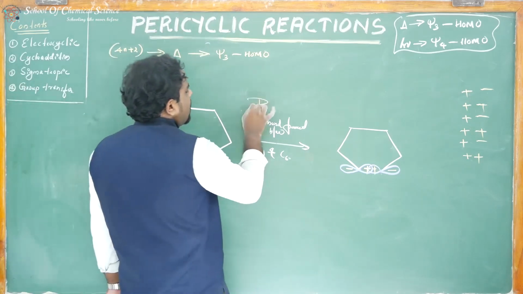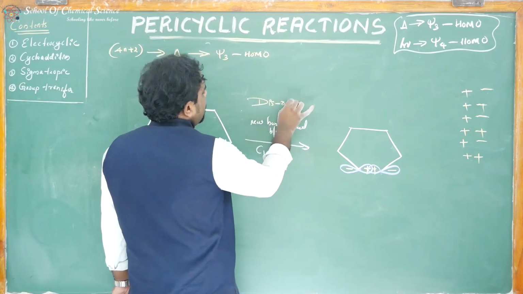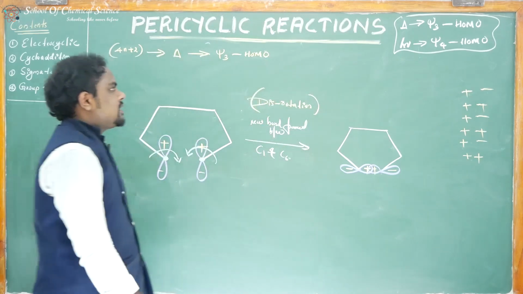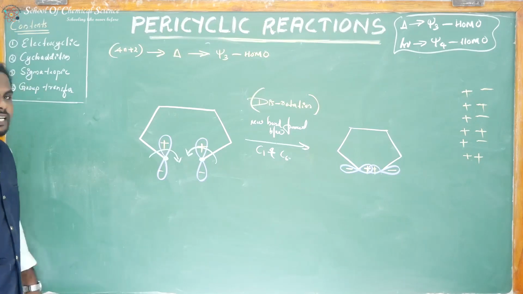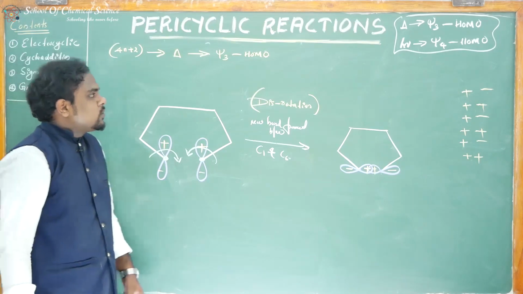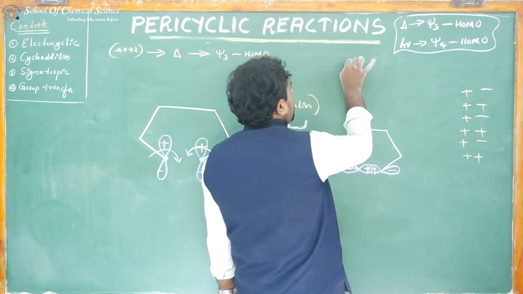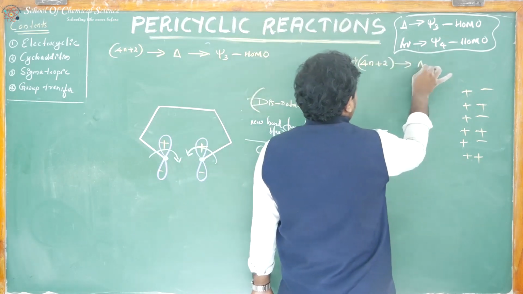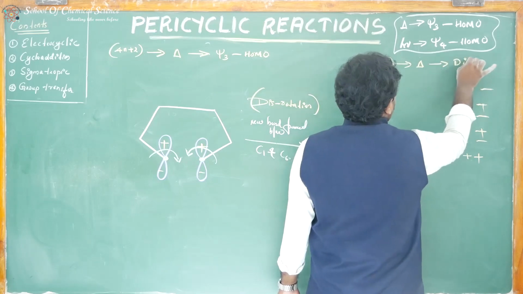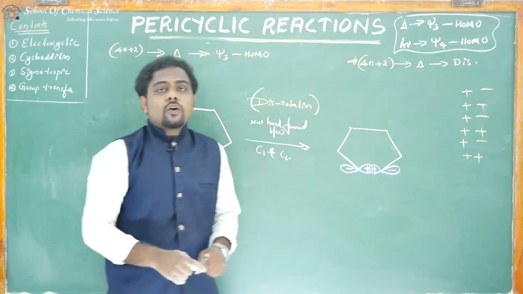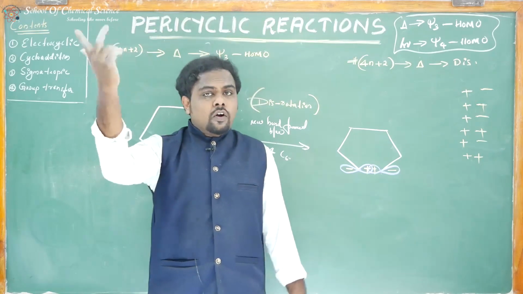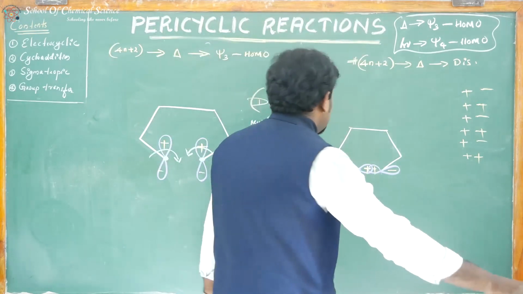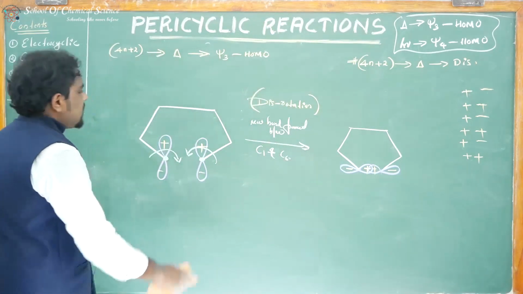So clockwise and anti-clockwise, that type of rotation is called disrotation. So we can conclude for a 4n+2 system under thermal condition, disrotation. 4n thermal con. 4n+2 thermal dis. Okay. Next system.